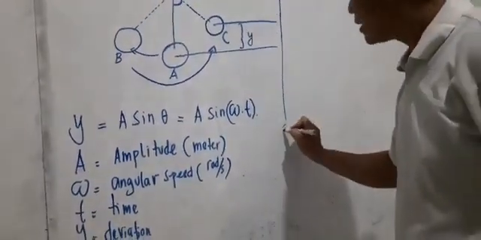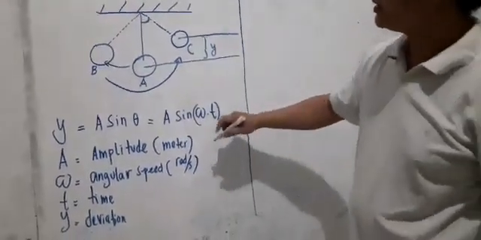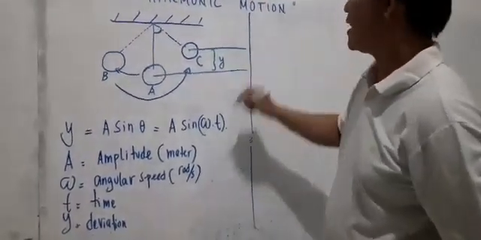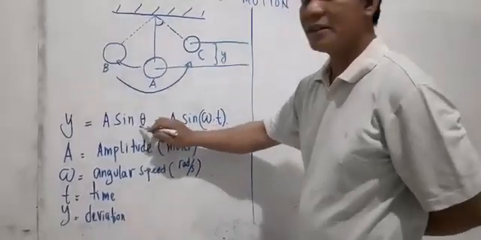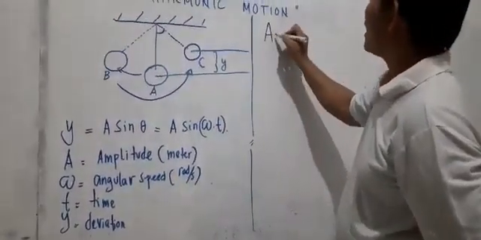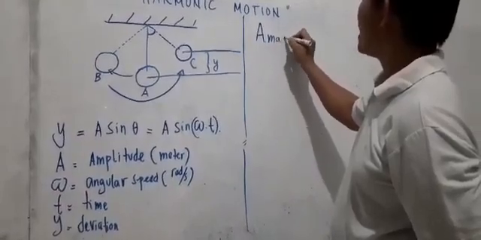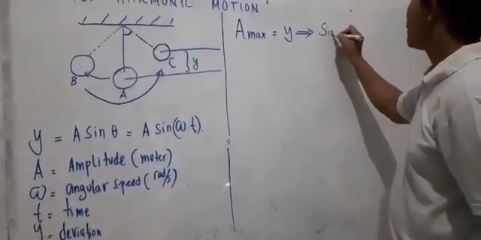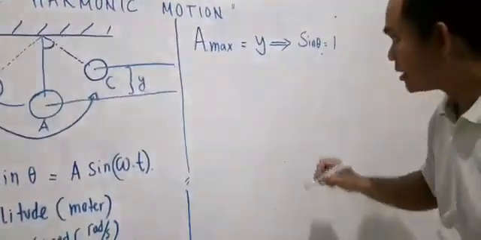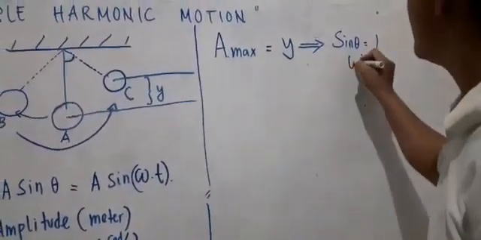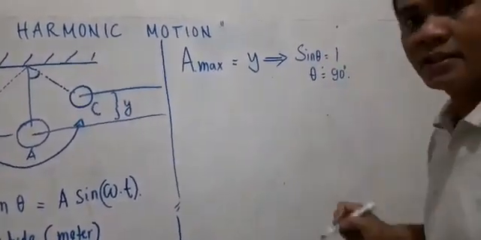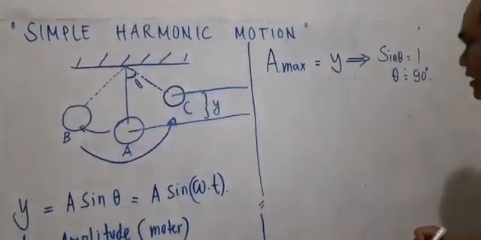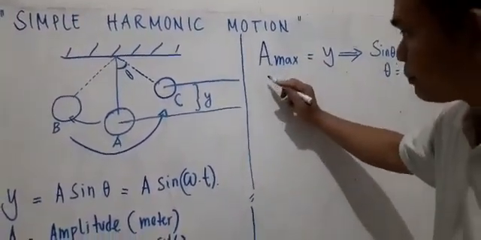So if we look here, the requirement to get the maximum amplitude is that sin theta must be 1. What does it mean? The maximum amplitude is equal to y if sin theta is equal to 1. That means that theta must be 90 degrees. So the angle must be 90 degrees to create the maximum amplitude.